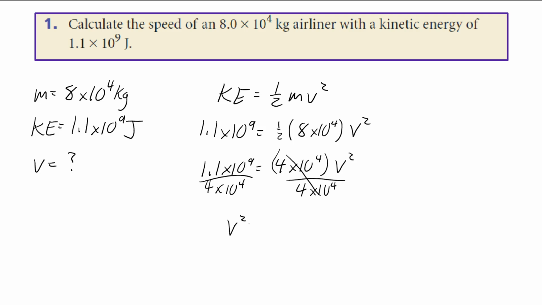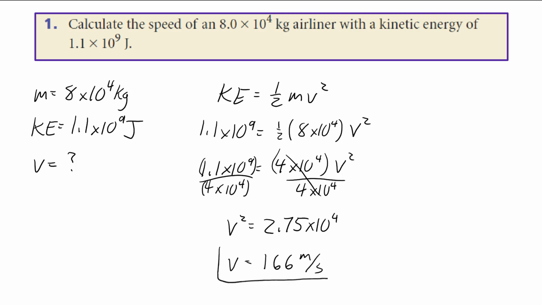And you get v squared is equal to 2.75 times 10 to the 4. Make sure you're either putting these numbers in parentheses in your calculator or you're using the E button. So it would be 1.1 E9 and 4E4 if you're plugging it in that way. Then you take the square root of that number and you get 165.8 or 166 meters per second. That's how fast this airliner is going.